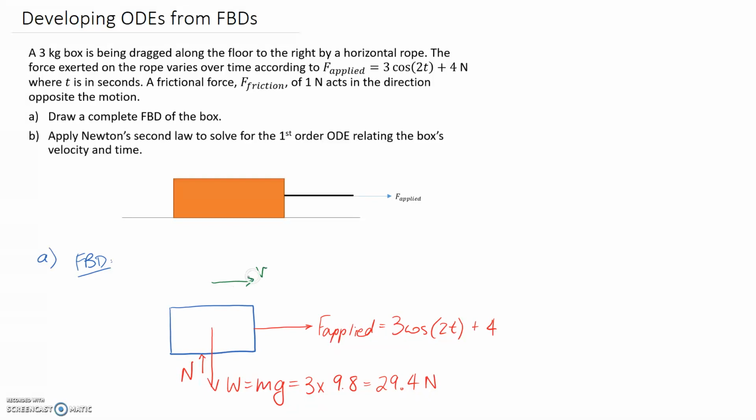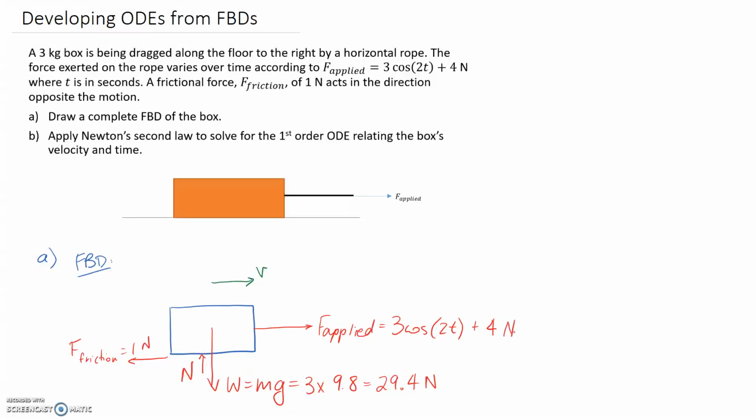But what this is telling me is I'm assuming that the velocity is going to the right. So if the friction force is going to oppose that, it means it's going to have to go back to the left in the opposite direction. So this is going to be F friction, and we're told that that is going to be 1 newton up here in the question. Pop in here as well.